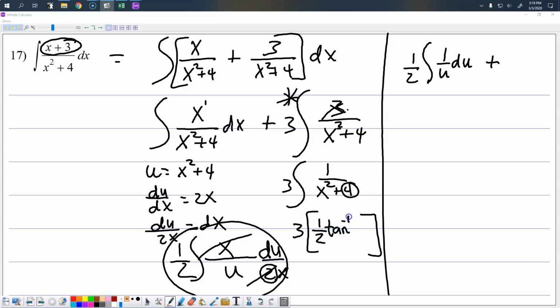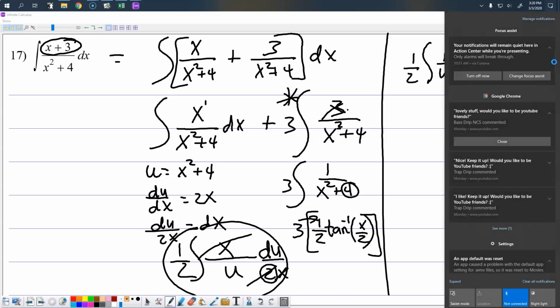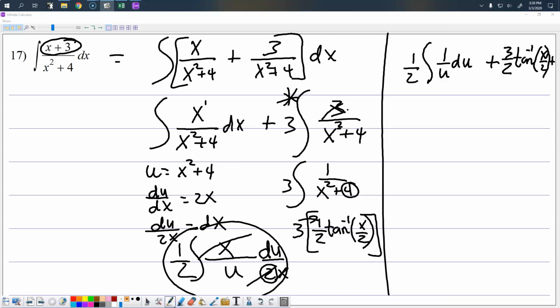Arctangent of x over 2. And of course, we don't want to be forgetting our plus c, but I'll put that on in a minute. So I'm going to distribute this 3 in. And so now we have 3 over 2 arctangent of x over 2. Running a little tight on space, but I'll squish a little plus... Nope, it won't let me squish a plus c in there, so I'll have to leave it out for now. I ran out of space, but there should be a plus c. This is an ln problem.